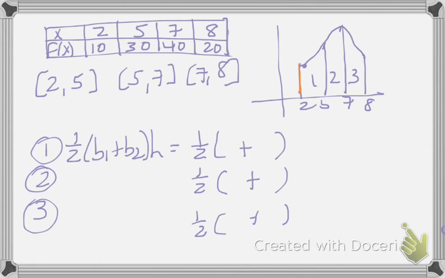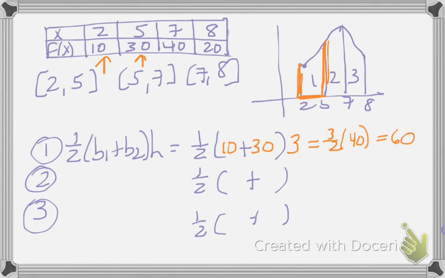So here it is. That's my base 1. So when x is 2, what is y? Well, I'm going to look at the table right here. It's 10. Base 2 is this one when x is 5. So I look at my table and I see y is equal to 30. And the height of my trapezoid is this piece here going from 2 to 5, so that's 3. Okay, and that gives us 3/2 times 40. 2 goes into 40 20 times, so we get 60.